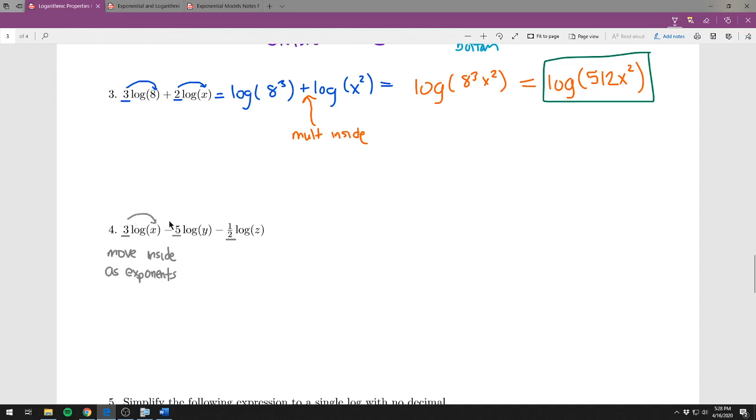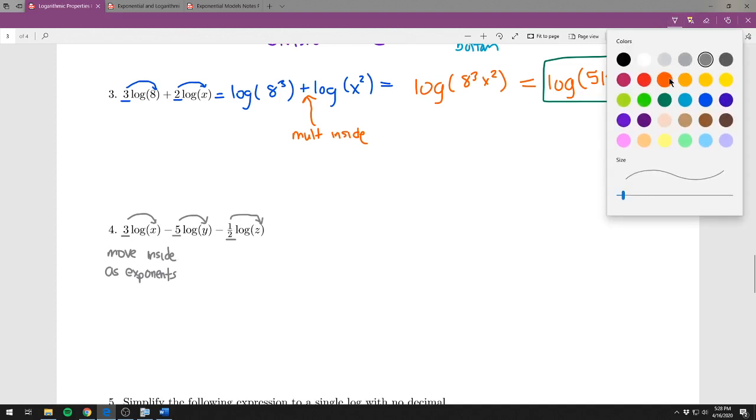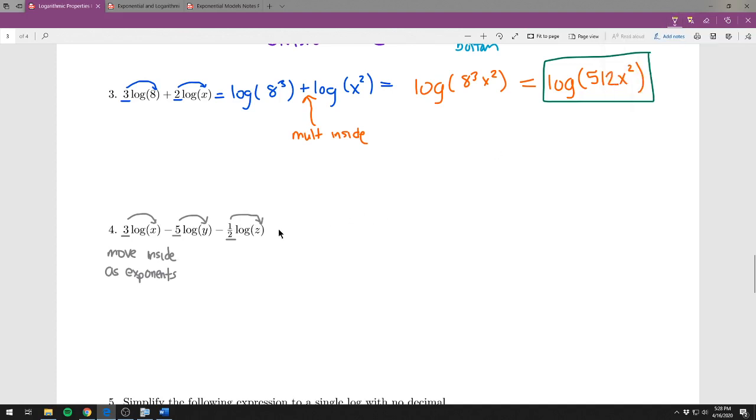I'm doing the same thing we did for the previous 2 problems. And I'm not touching the minus sign. Some of you may have learned this before and you move the minus sign with it, which is fine, but I don't like to do that. Okay, so the first one we got log of x cubed minus log of y to the 5th minus log of z to the 1/2.